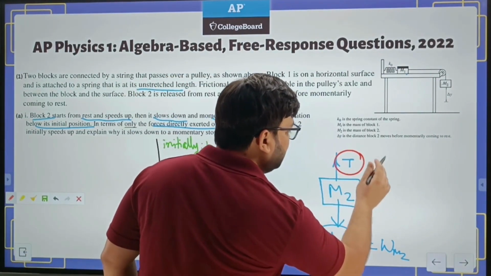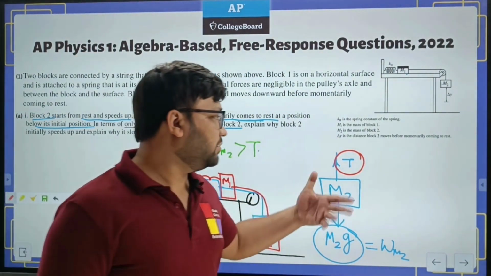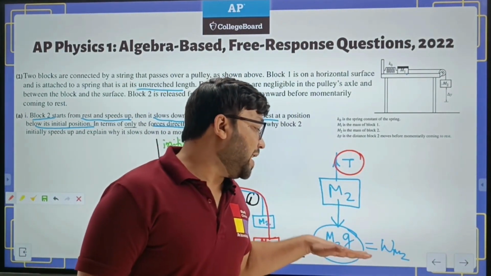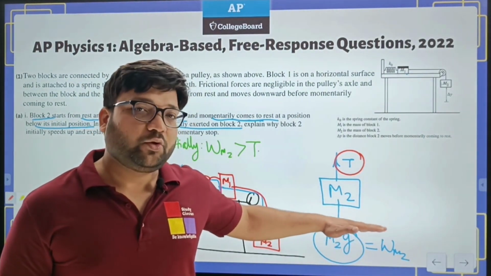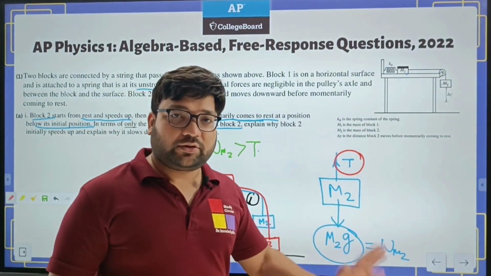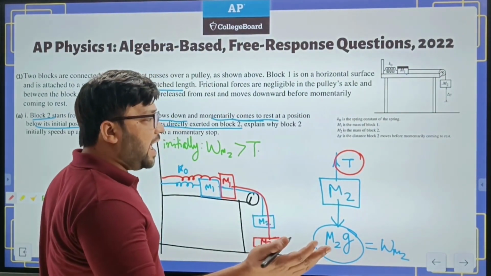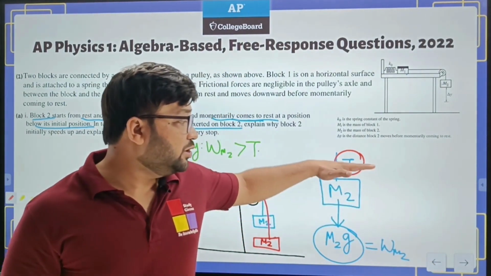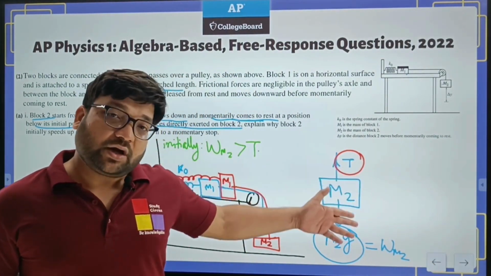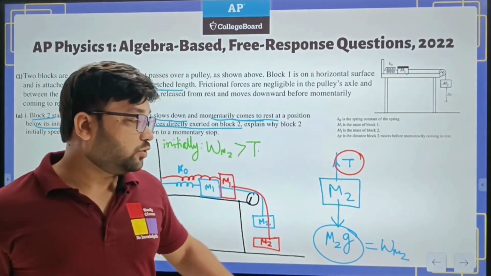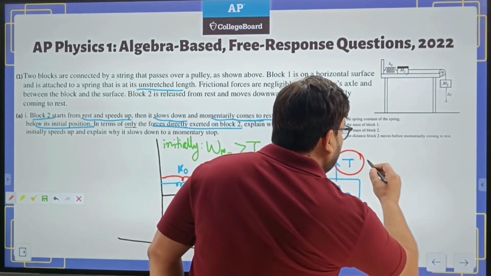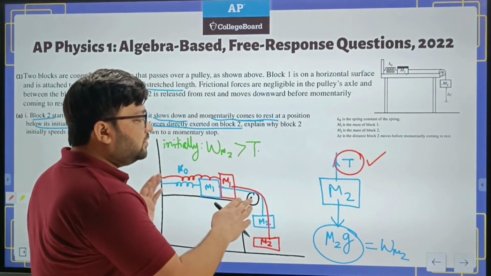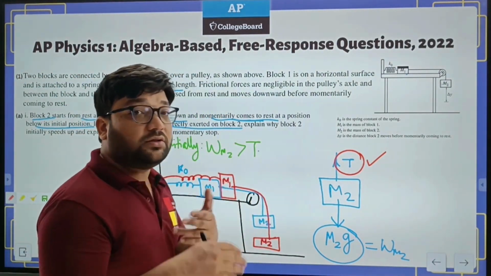Now this tension starts increasing, and a time comes when the tension is balancing M2 g, the weight. But it won't stop then, because at that time block M2 will have some velocity when T is equal to the weight. So it will continue to move downwards after that also. But after some time, the elongation in the spring is even more, which means the tension is even more.